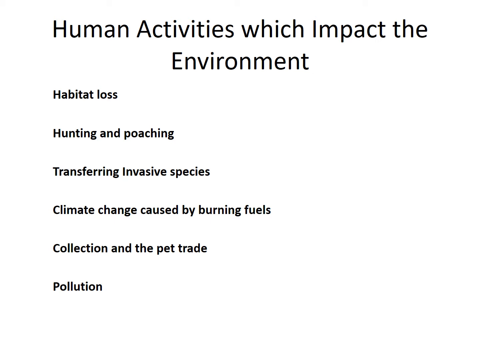And then pollution as well. So things like acid rain, heavy metals and pesticides will all damage the landscape. They'll damage the air quality, they'll damage the soil quality, and they'll cause some organisms to struggle to live where they were meant to live in the first place, which is causing issues.